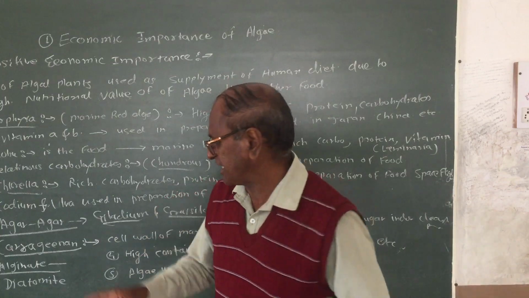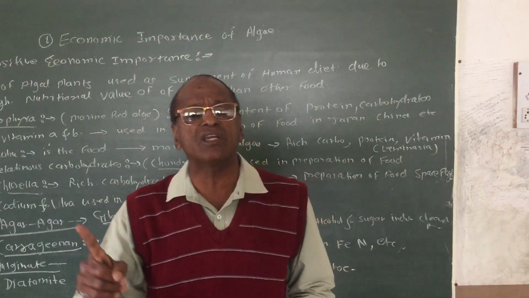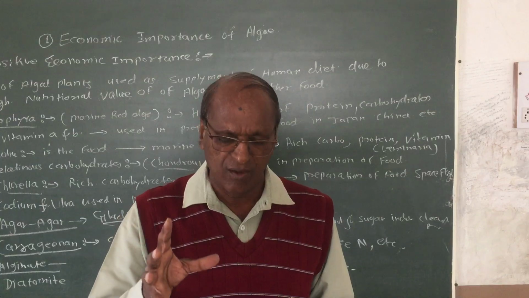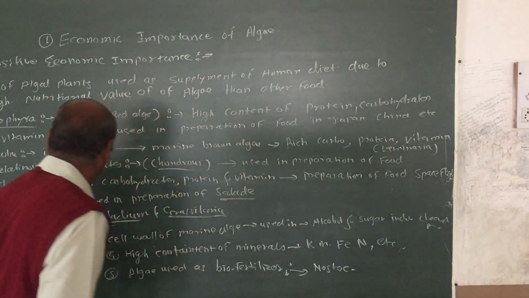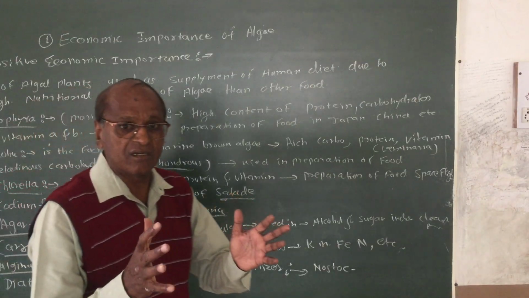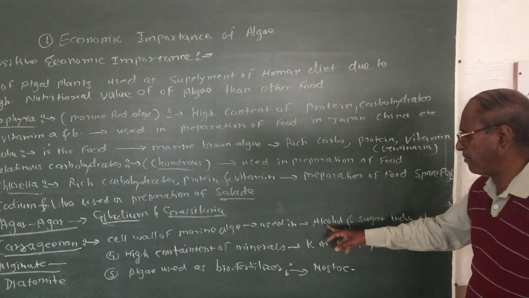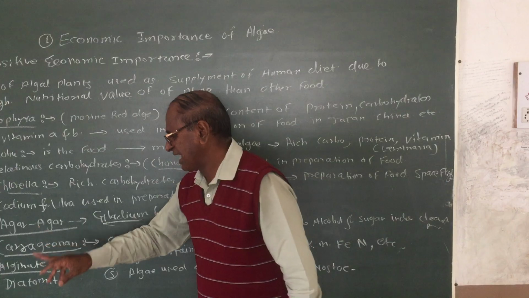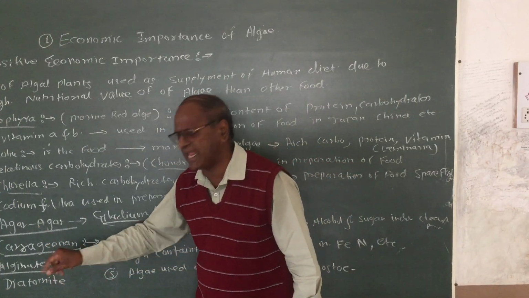That is, carrageenan plays an important role in the sugar and alcohol industry as a clearing reagent. Hence, carrageenan is an industrial product. Some algal plants may be utilized for the preparation of carrageenan. The next important industrial product is alginate.